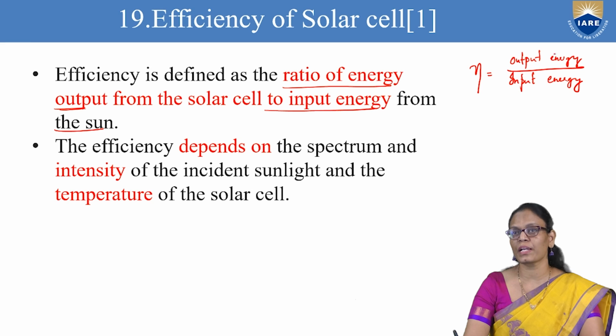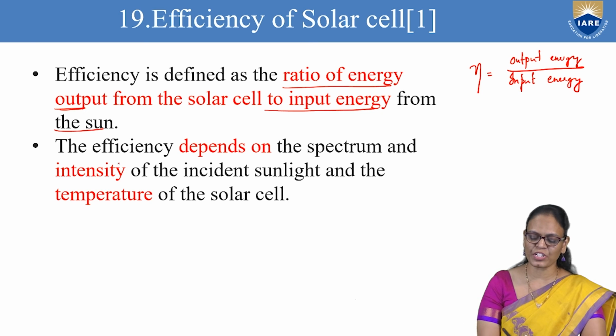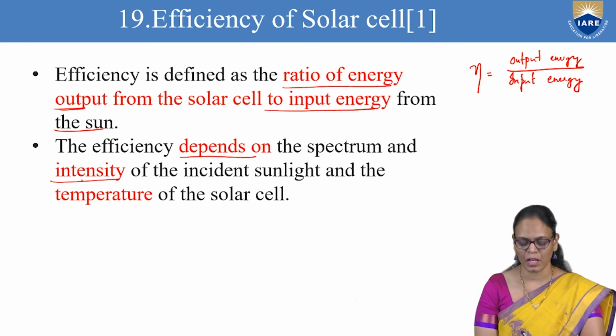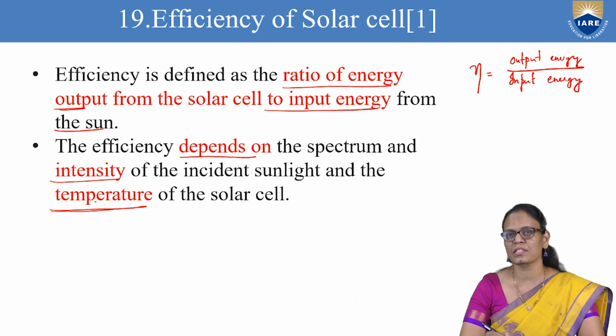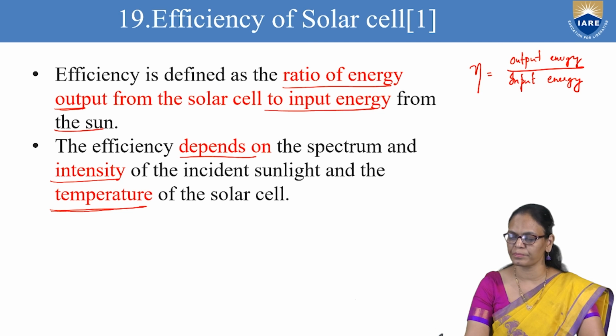So if the output energy is very high when compared to the input energy, the efficiency will be high. And this efficiency also depends upon the intensity of the incident light and the temperature of the solar cell. These two factors affect the efficiency of a solar cell.